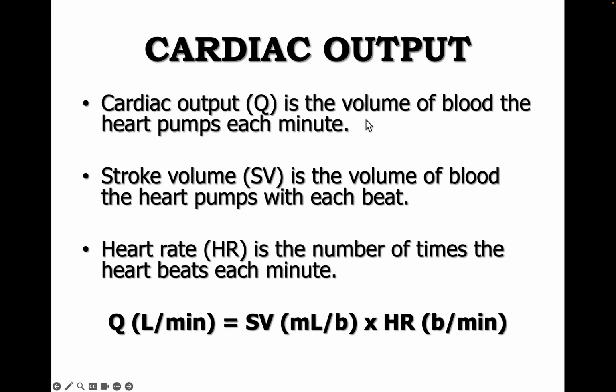As we've discussed previously, because we're dealing with the heart, cardiac output is very important. Cardiac output, represented by the letter Q, is the volume of blood that the heart pumps each minute. You can find that by multiplying your stroke volume, or how much blood is pumped with each stroke, by your heart rate, which is the number of times that your heart contracts every minute.